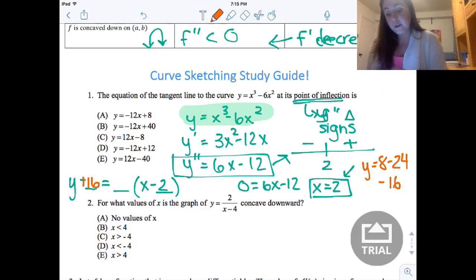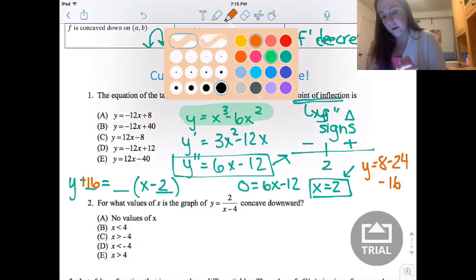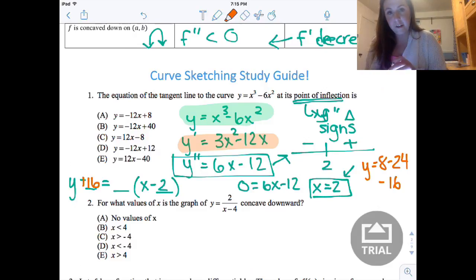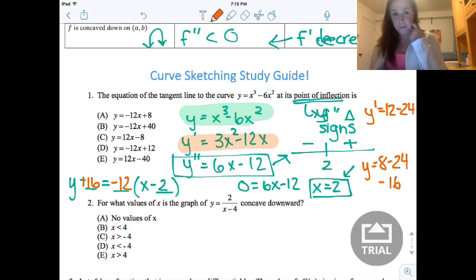And then your slope is going to be your first derivative there, right? So I would plug 2 into this. So y prime would equal 3 times 4, which is 12, minus 12 times 2, which is 24. So my slope is negative 12. And then I could distribute that to get my correct answer there. Okay. I don't see any huge questions there.